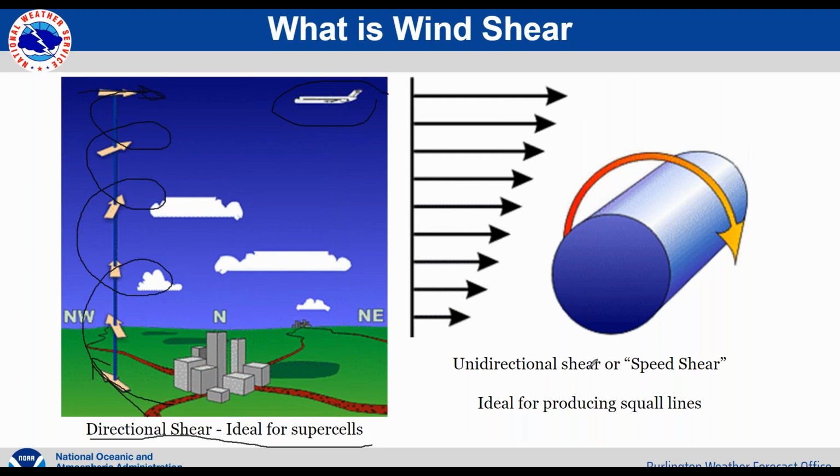Now, unidirectional shear, or speed shear, is simply wind coming from the same direction, but increasing. So you might have a 5 mile an hour wind at the ground, but way up high where a plane is, it may be, say, 55 miles per hour. And what this does is cause a kind of rolling in the atmosphere. This is really important to driving things like shelf clouds that you might observe ahead of a squall line. Unidirectional shear is ideal for producing those long, big lines of thunderstorms and producing things like straight line winds.